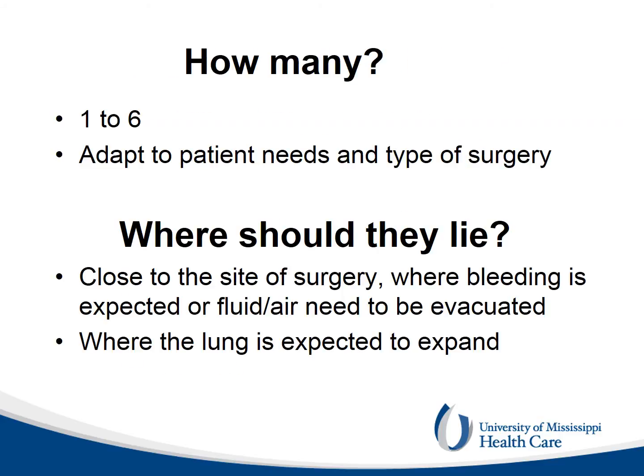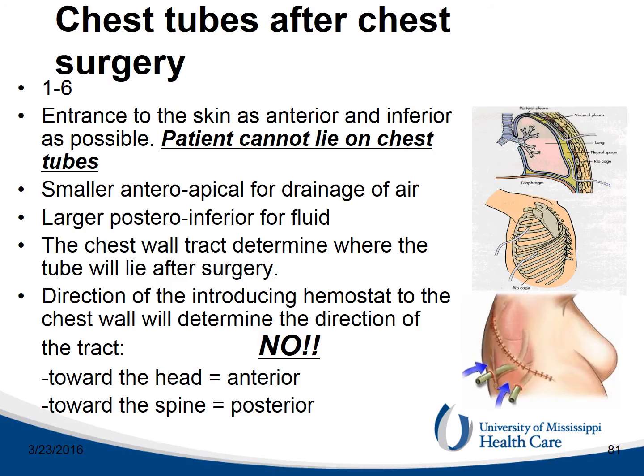The number and position of the chest tubes need to be tailored to the patient needs and to the nature and position of the drainage. They should be positioned near the area of surgery where air or fluid need to be drained. The chest tubes are usually inserted in the anterior axillary line for patient comfort.